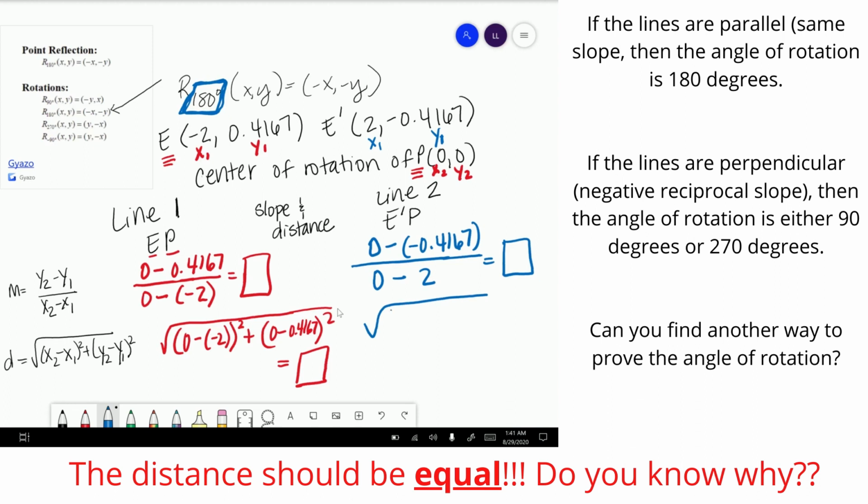So then for the other one, again, let me just set it up. Okay, so my x coordinates were 0 minus 2, and 0, and I need more space, minus a negative 0.4167 squared. So then I'm going to check for that distance. So here's what you need to know about the angle of rotation. That distance should be the same. Okay, so this number should be equal to this number when you find it. If they're not equal, then we might have done something wrong.